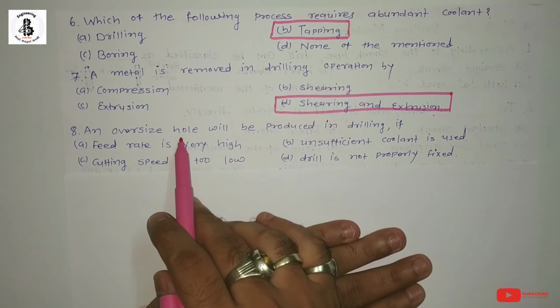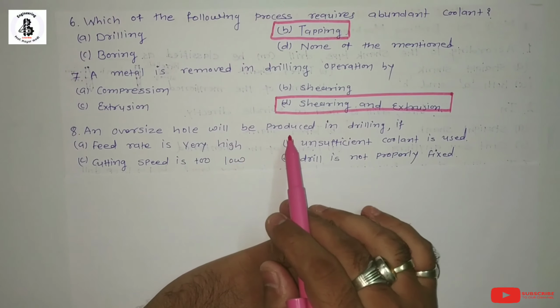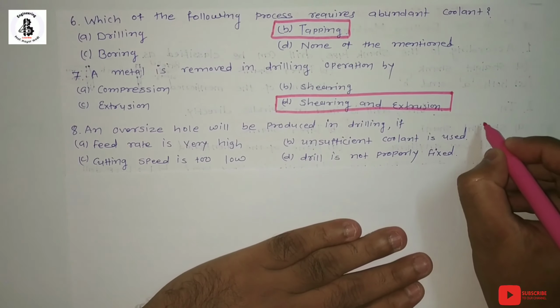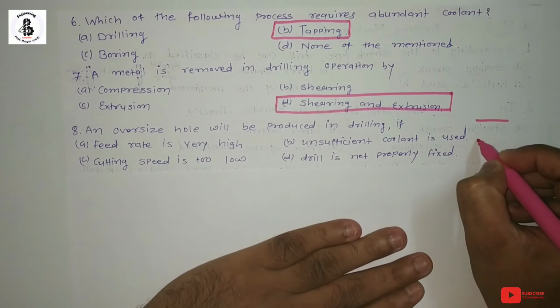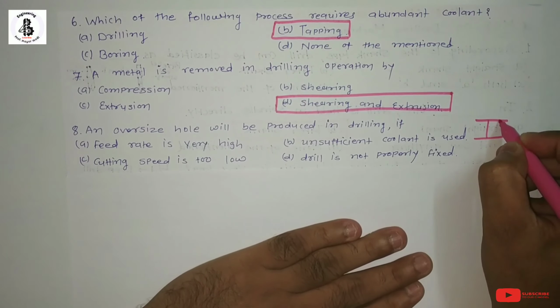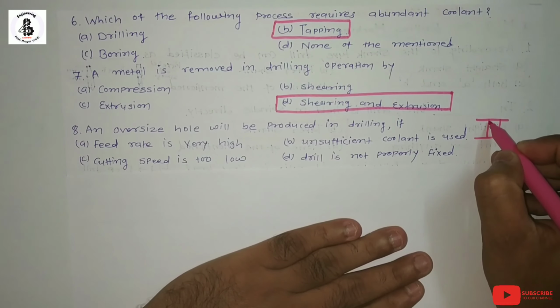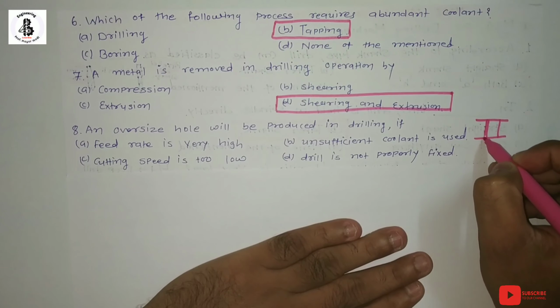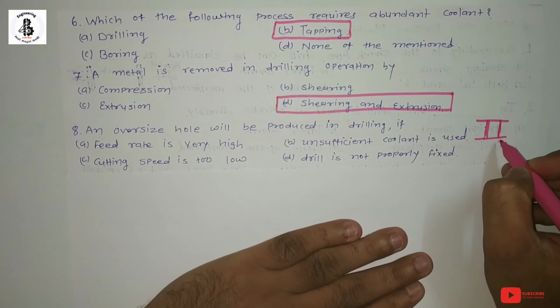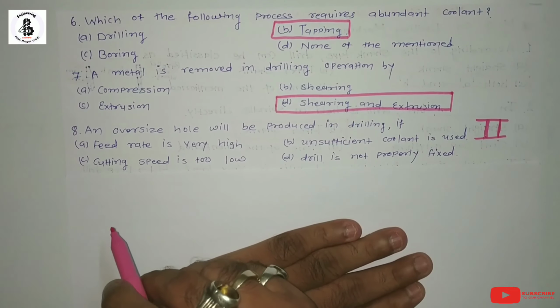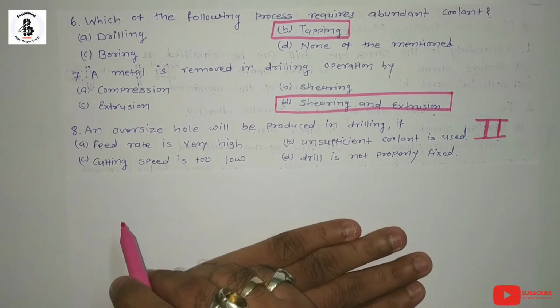An oversized hole will be produced in drilling if, suppose that is the drilling job, that will be the required size, and that will make an oversized hole. So why will such kinds of defects be generated by the drilling operation? What do you need to control?